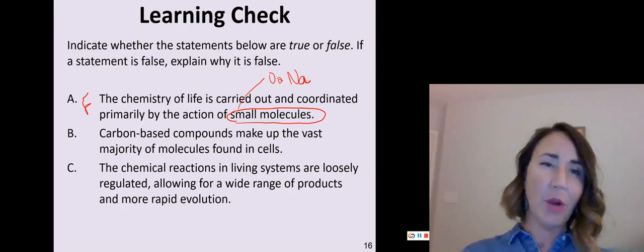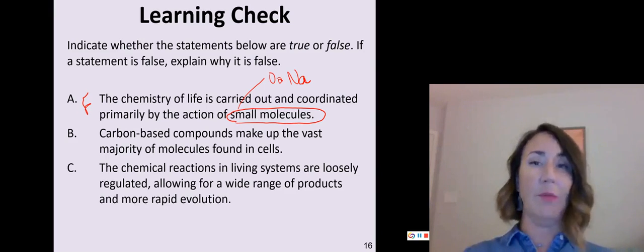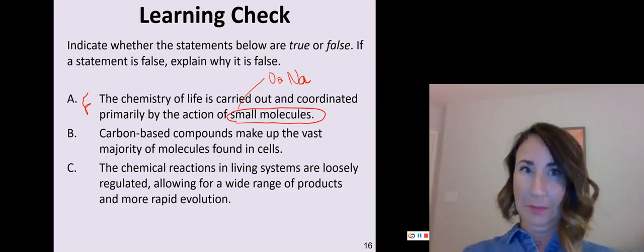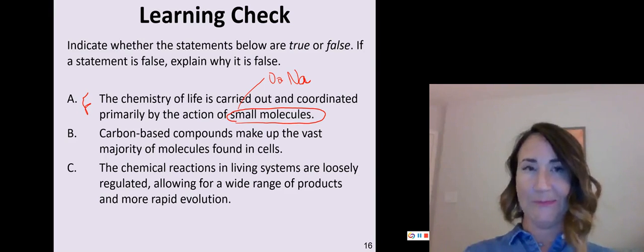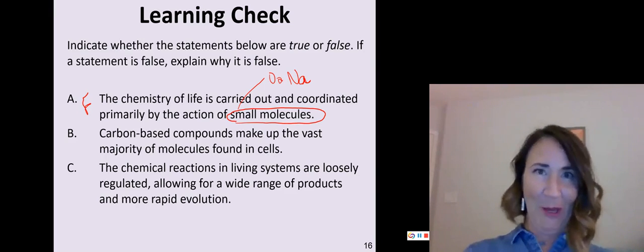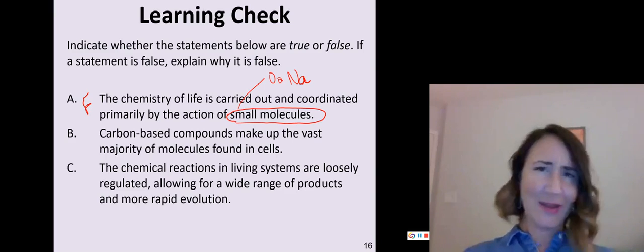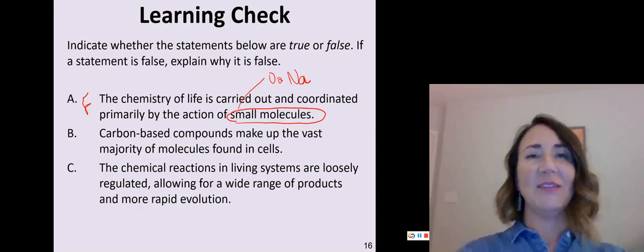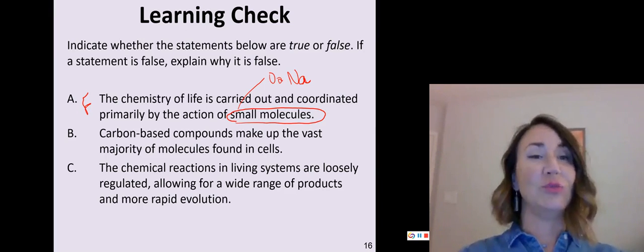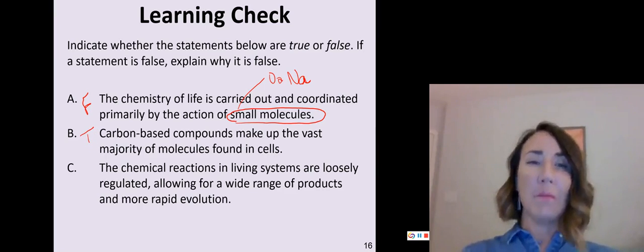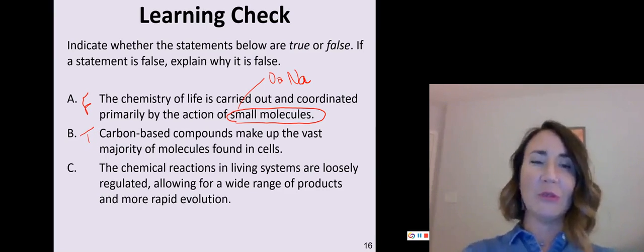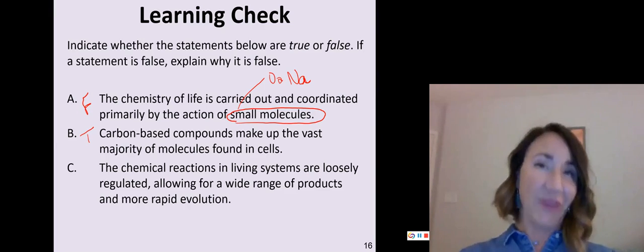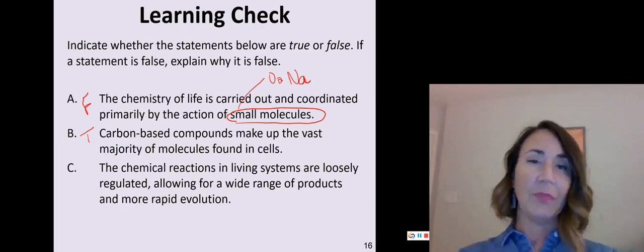All right, part B. Carbon-based compounds make up the vast majority of molecules found in cells. Carbon-based molecules. So what are we mostly? Are we carbon? Are we nitrogen? Are we oxygen? And so this answer is true. We are predominantly carbon-based molecules. The fact that carbon can have 4 bonds makes it really important and creates a fabulous building block for life.